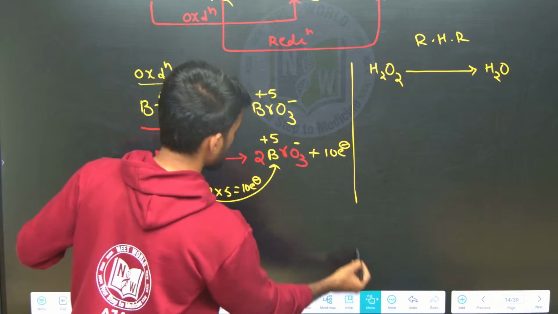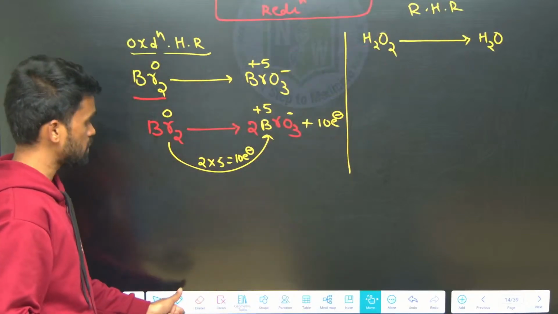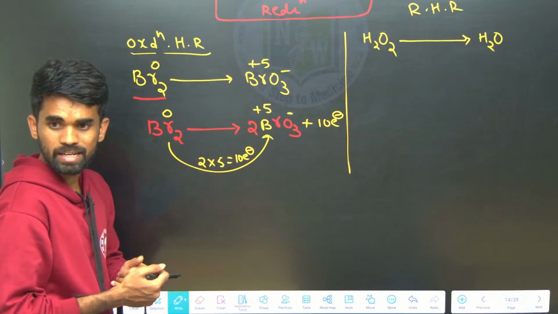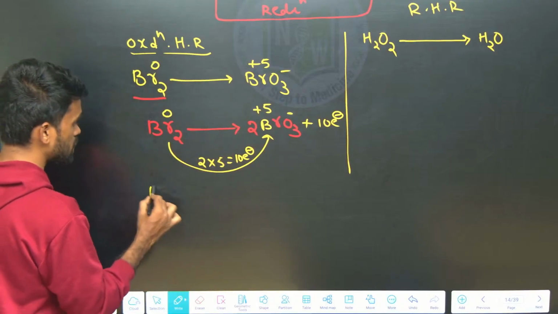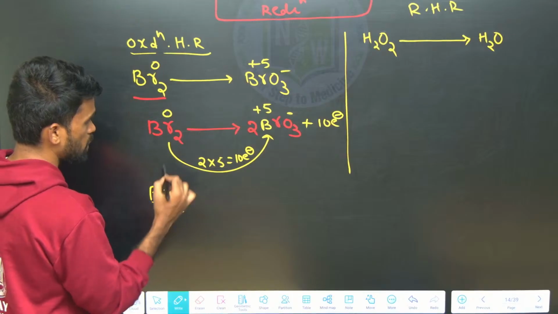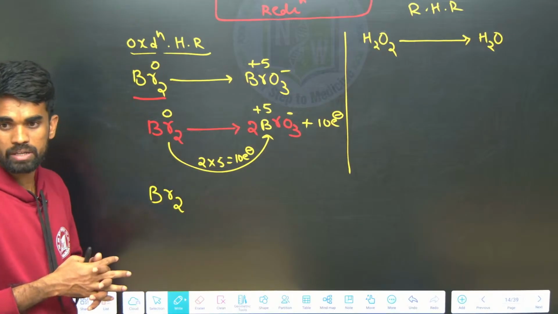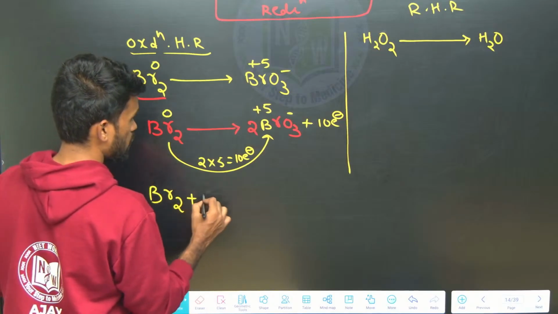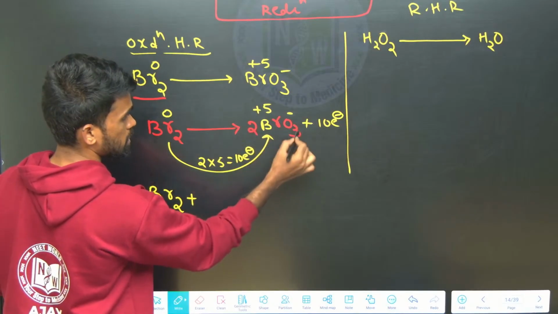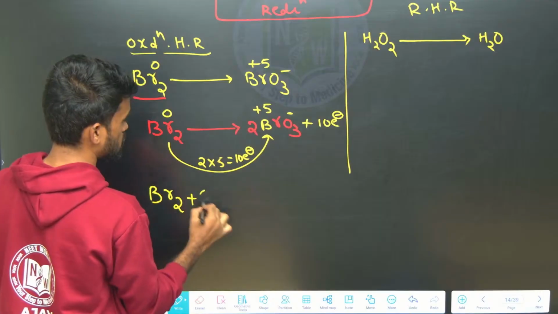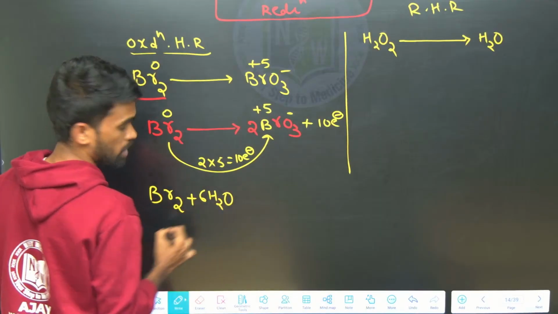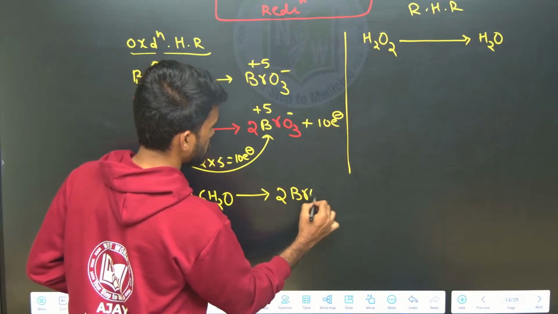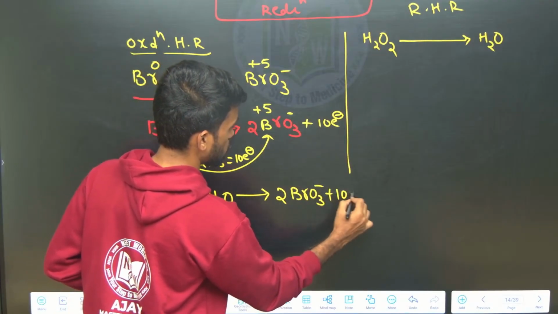After doing this, are the oxygens balanced in this reaction? Bromines are balanced but oxygens are not balanced. So balance oxygens by adding water molecules. Where do we need to add water molecules? To the deficient side, so the left side here. How many oxygens are there here? 6. So 6 water molecules you can add. It gives 2 BrO3 minus plus 10 electrons.